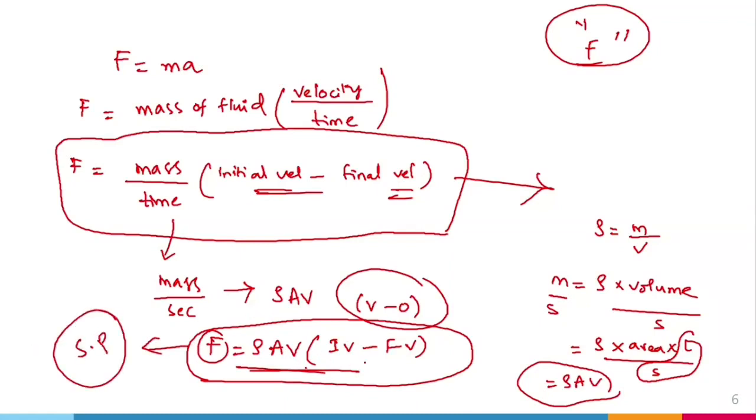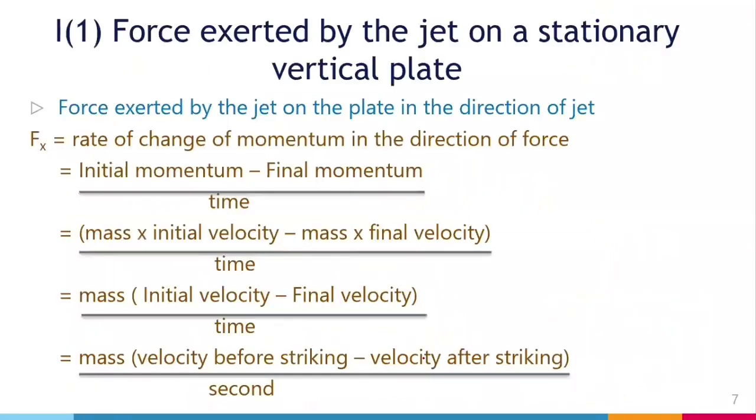Okay, rho AV into initial velocity minus final velocity. That's what is explained here, so you can go through it later. So mass into initial velocity minus mass into final velocity, by time. So mass by time came out, into initial velocity minus final velocity.